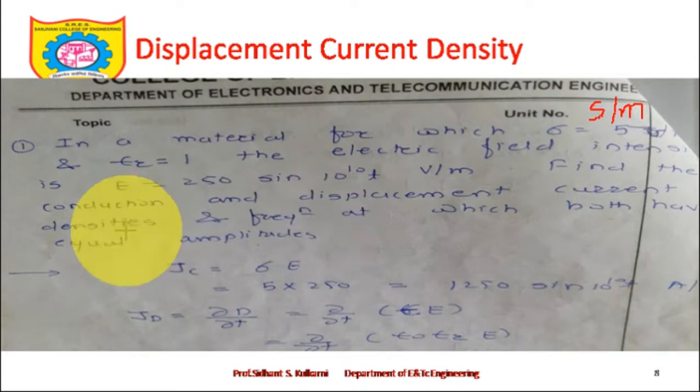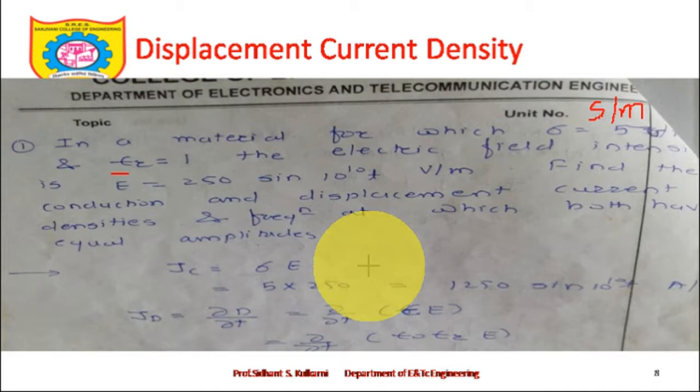The electric field intensity E bar is 250 sine 10 raised to 10 t volts per meter. Find the conduction and displacement current densities and the frequency at which both have equal amplitudes. Now read the question neatly and cleanly. Take your time, pause this video for some time, and then come back and we will try to solve it.